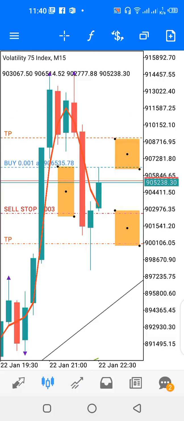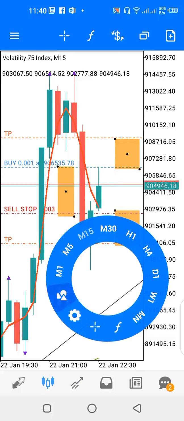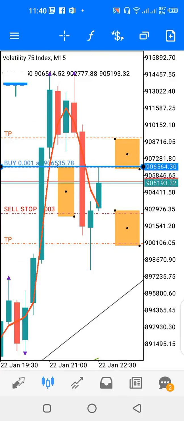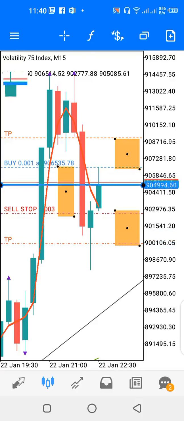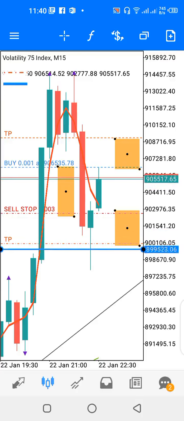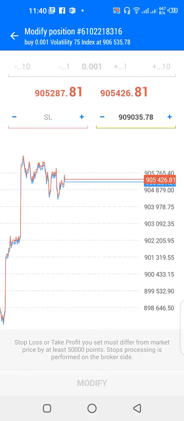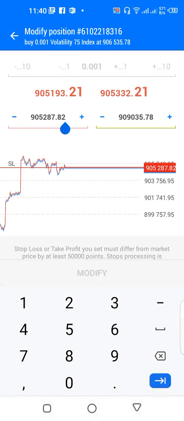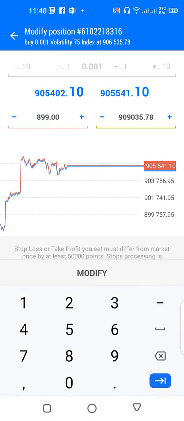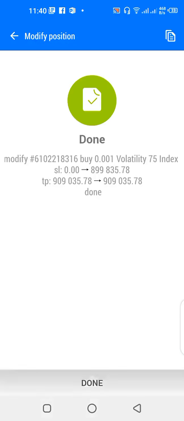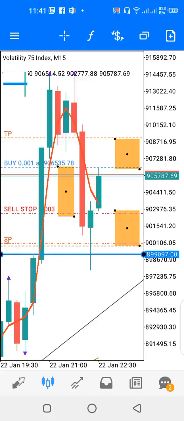All right. So for the stop loss for my original trade, the stop loss for this buy trade will be around 200 points below the TP of my sell stop. And from the calculation, that will be 835.78. Okay, so that's that. There's a stop loss around here.